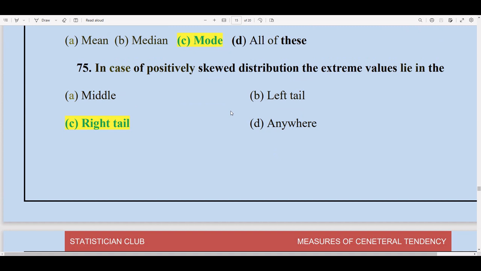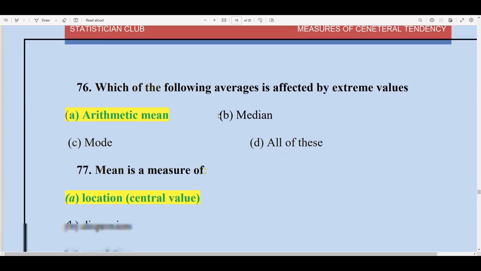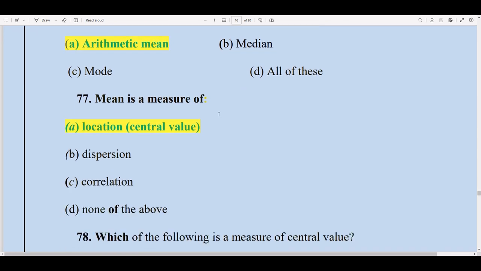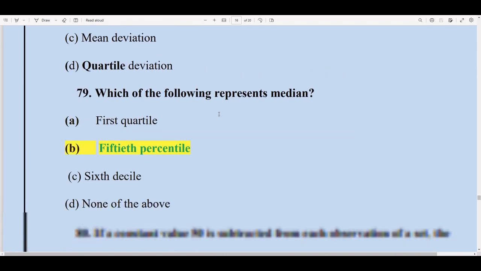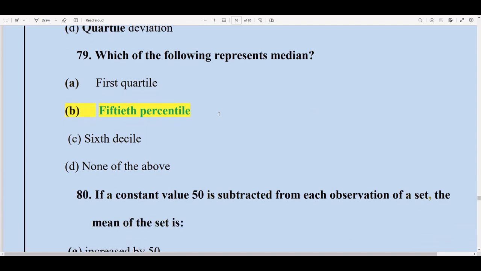In case of a positively skewed distribution, the extreme values lie in the right tail. In a positively skewed distribution, the extreme values are present on the right tail. Which of the following averages is affected by extreme values? Arithmetic mean. Mean is a measure of location or central tendency. Which of the following is a measure of central value? Median.